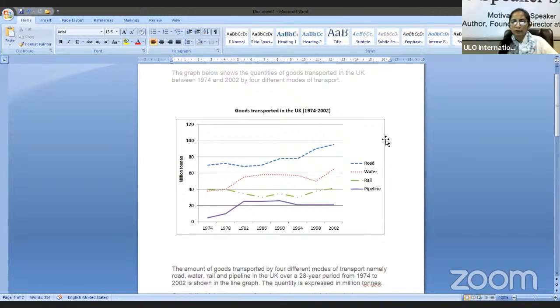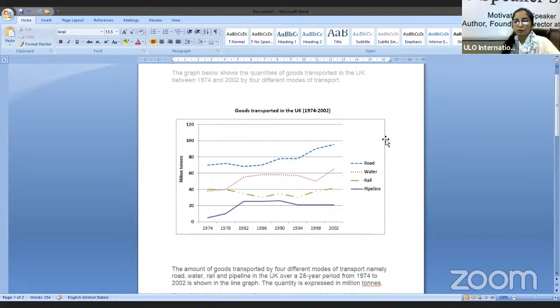So we will talk about water transport. It started from 40 million tons, reached up to 60 million tons toward the end of 1982, and remained stable for a few years, then decreased from 1994 to 1998 and then increased to 2002. We can say that these two, road transportation and water transportation, show an upward trend because from 1974 to 2002 they increased.